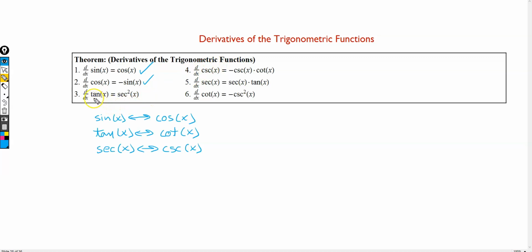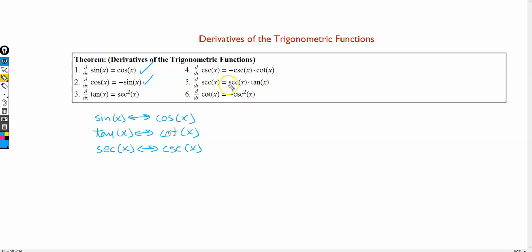For example, derivative of tangent is secant squared. So if you remember that one, then you can easily recover that the derivative of cotangent is negative cosecant squared if you realize that the partner of tangent is cotangent and the partner of secant is cosecant. Now you do have to remember that negative there.